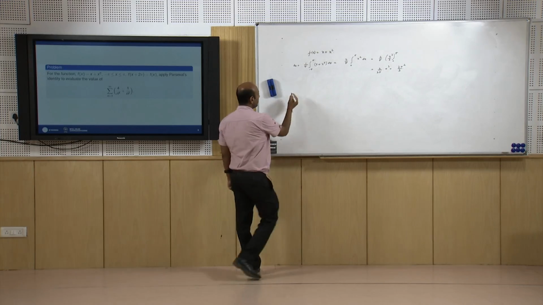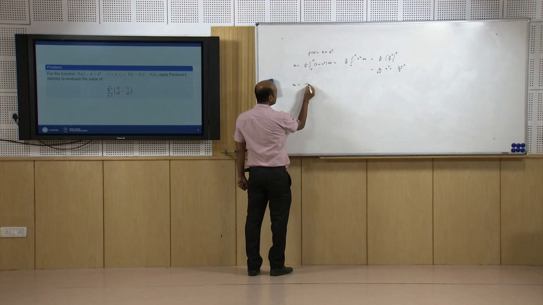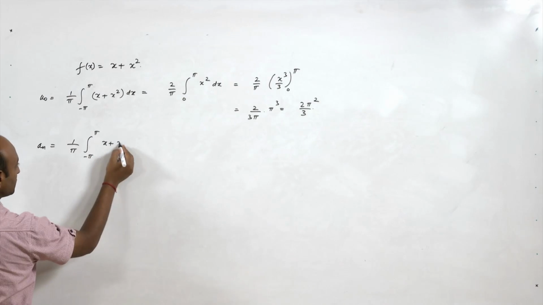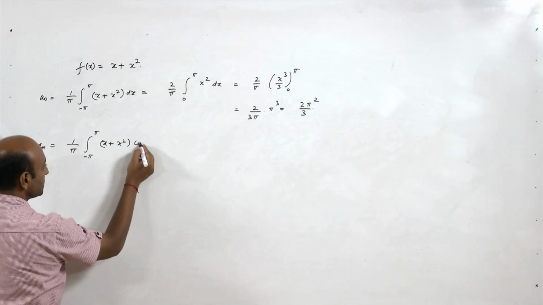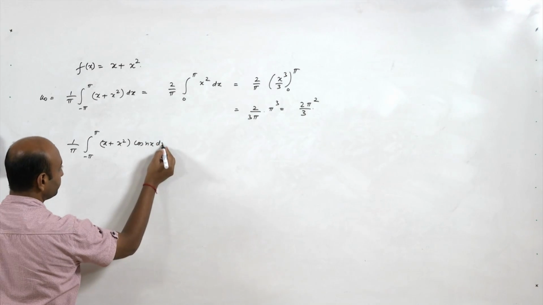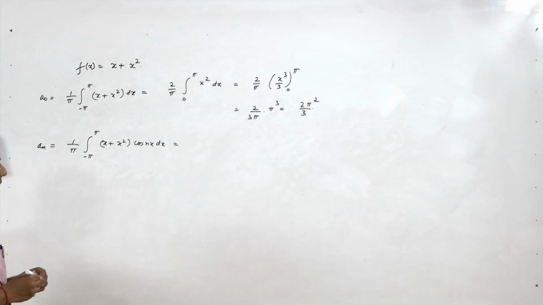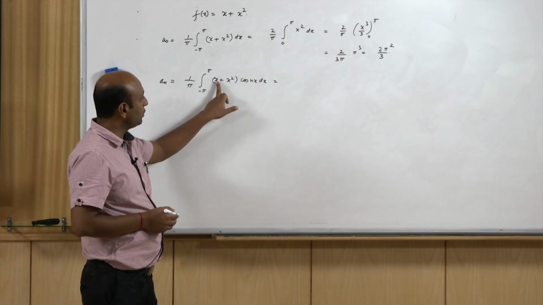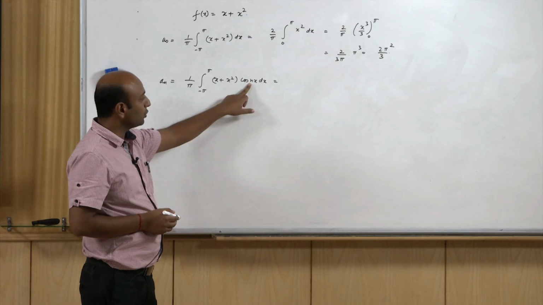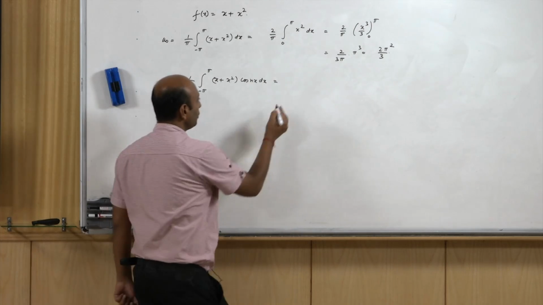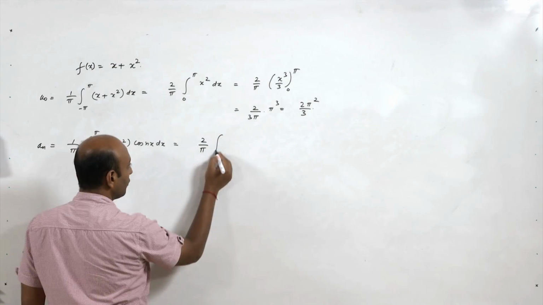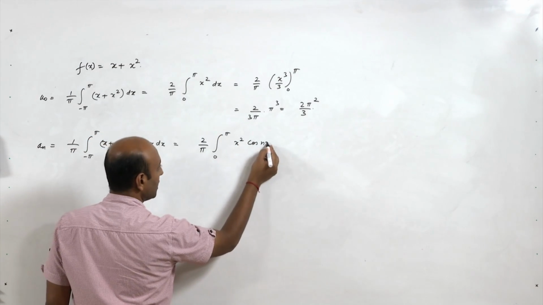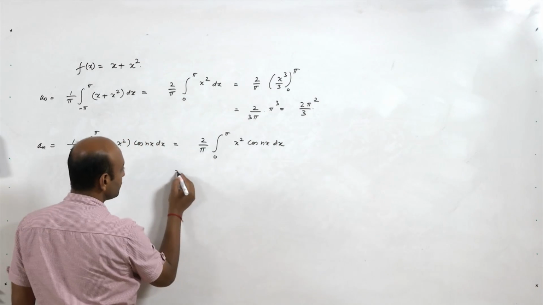Okay. Now, what will be a n? A n is 1 upon pi integral minus pi to pi of x plus x square, cos n x dx. Now, x into cos n x is an odd function, so its integral with respect to x is 0, and x square into cos n x is an even function. So, it will be 2 upon pi integral from 0 to pi x square cos n x. Again, we will apply integration by parts to solve this.